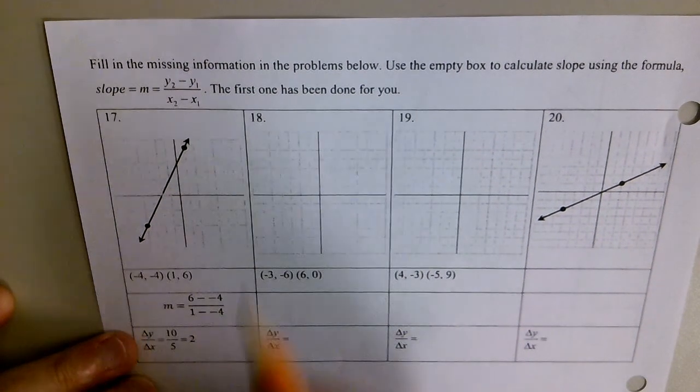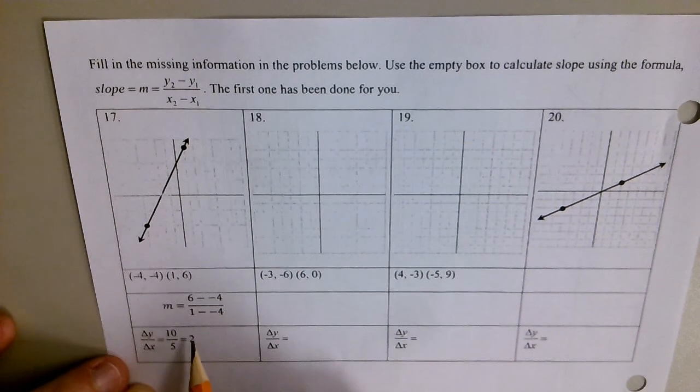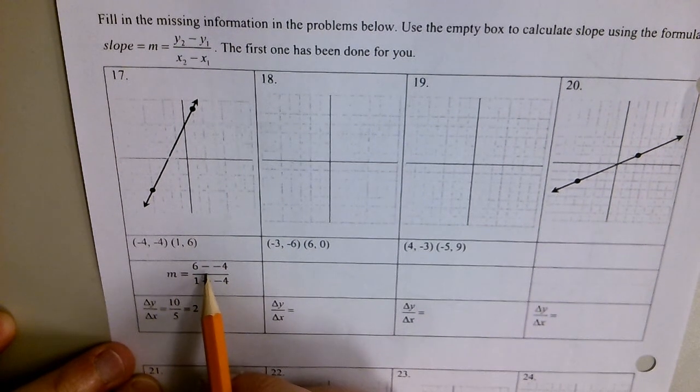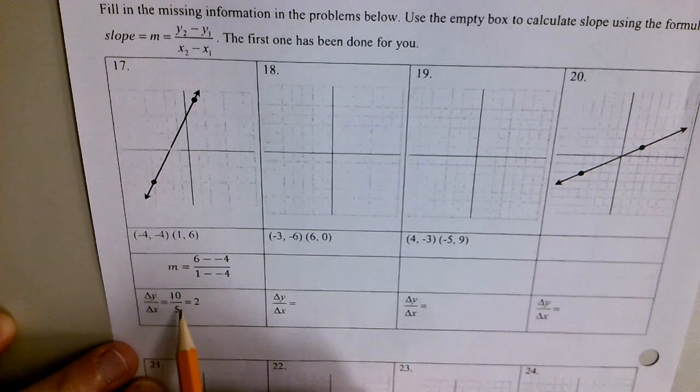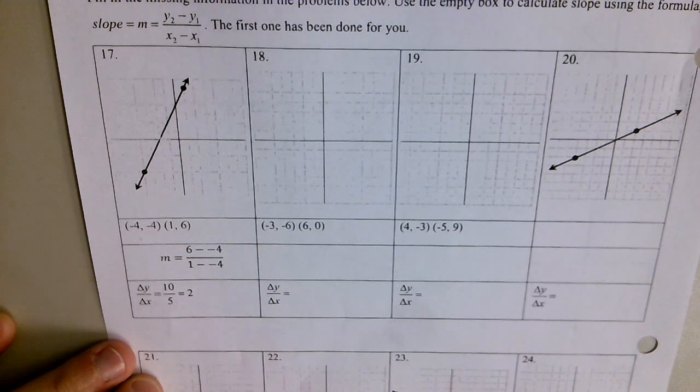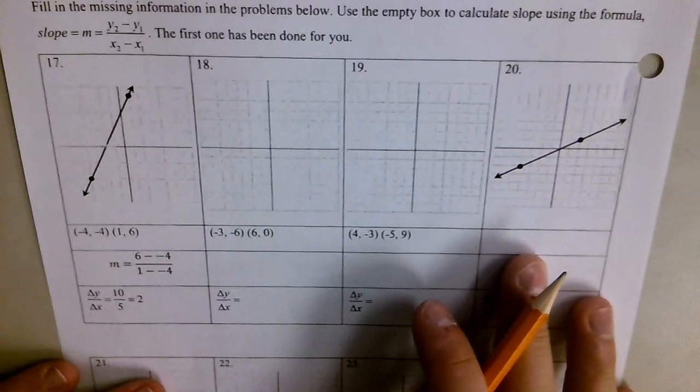So in the first one, it's all done for us. We've got our points. We did it using the slope formula. They already did it with the change in y over the change in x. So you have a little example there. This next one I'm going to do.